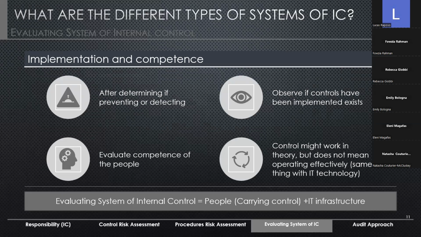Next, implementation and competence. So after determining if it's preventing or detecting, you want to observe if the control has been implemented, exists, is actually there. And then you would evaluate the competence of the people. So the people inside, are they all junior accountants and they don't know what they're doing? Or is it really competent people that are doing the task?